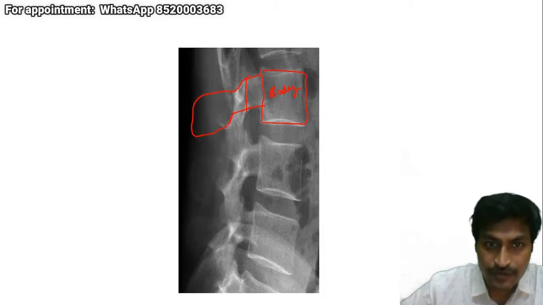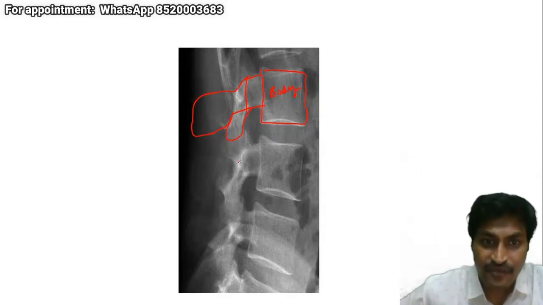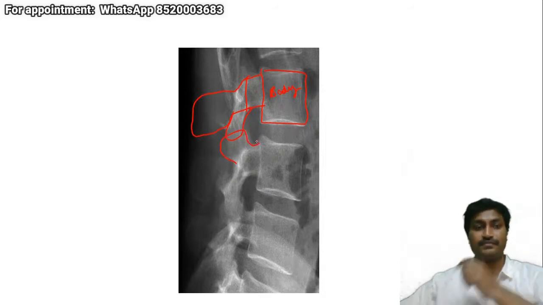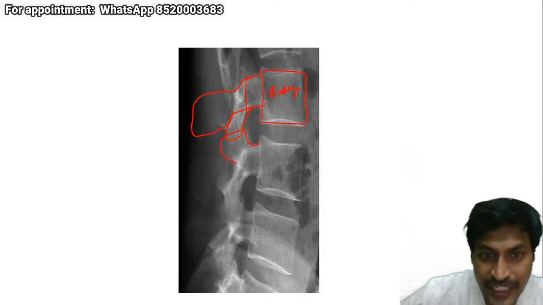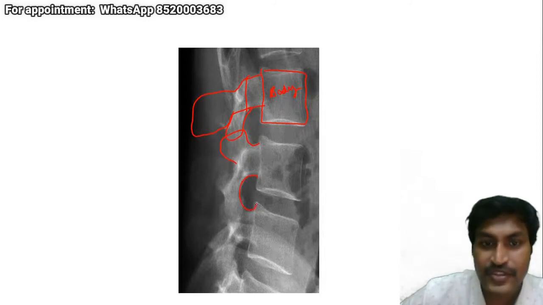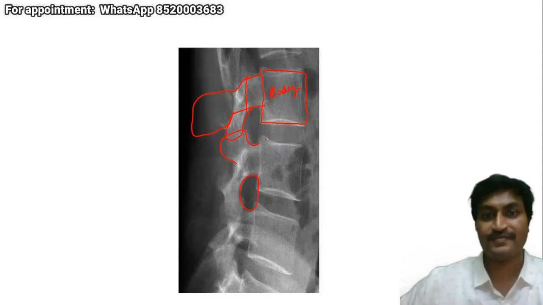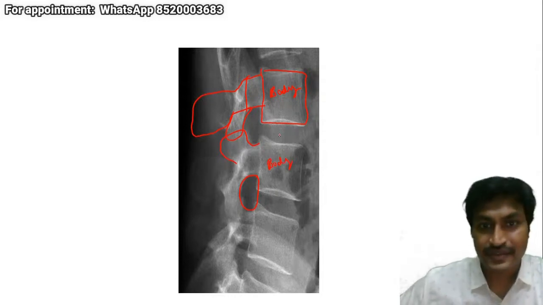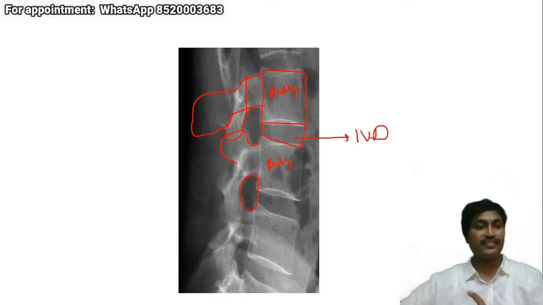So this is the body, this is the pedicle, and this is the lamina with the spinous process. What is coming below? This is the inferior articular process of the upper vertebra. And what is coming above? This is the superior articular process of the lower vertebra. What are you seeing in between? This is the neural foramina. Between every two vertebral bodies, what are you able to see here? This is the intervertebral disc.